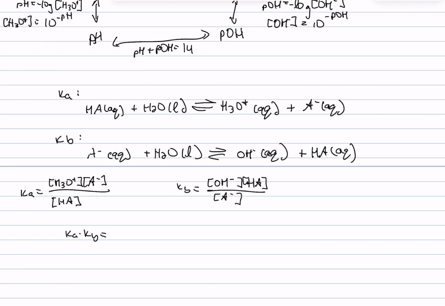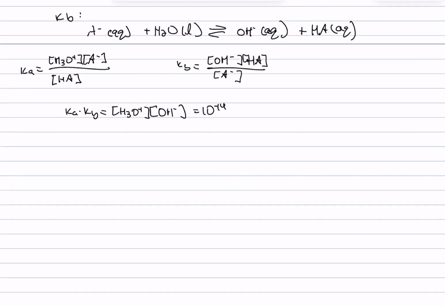So we can take the product of Ka times Kb, and after some terms cancel out, we're left with H3O+ times OH- is equal to 10 to the negative 14. And so the product of Ka and Kb of conjugates is 10 raised to the negative 14. And this is looking sort of like the autoionization of water, and so we can draw out a similar square with Ka, Kb, pKa, and pKb.